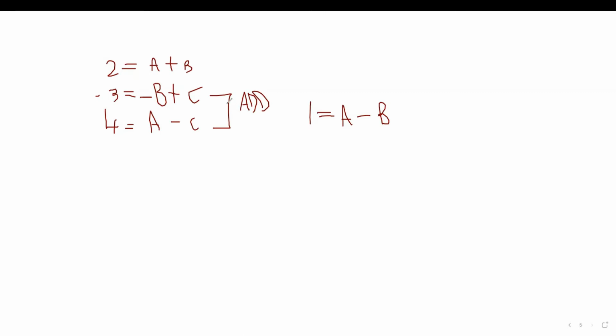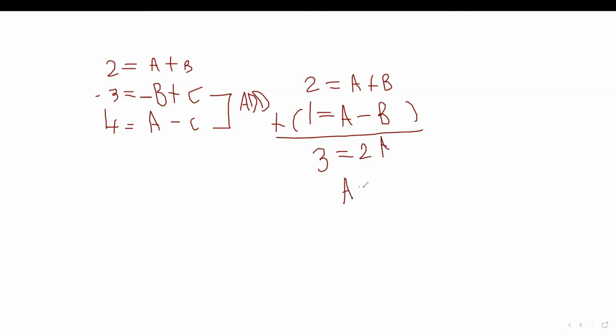All right, good. So now after we add these equations, I eliminated C, and we end up with 1 equals A minus B, and we have 2 equals A plus B. So now we can eliminate B by adding again. Adding again, we get 3 is equal to 2 plus 1 is 3, and A plus A is 2A. So 3 is equal to 2A. So divide both sides by 2. So A equals 3 over 2. Good.